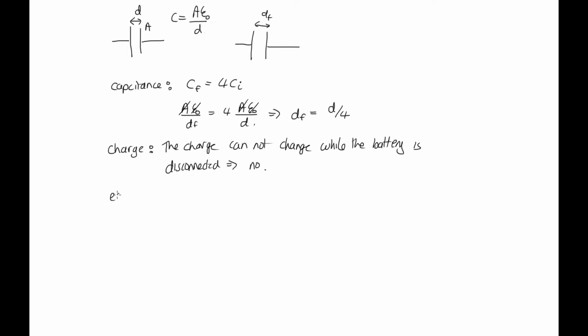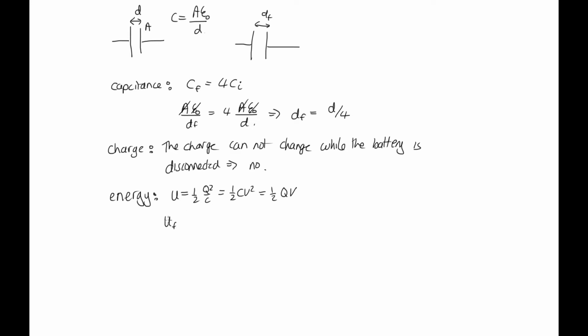Next, we want to quadruple the energy. And we know that the energy stored in the capacitor is given by a half Q squared on C, which is equal to a half CV squared, which is equal to a half QV. Now, in this case, it's probably easiest to use the first part of this equation, because we've just said that the charge doesn't change, and we have an expression for the capacitance.